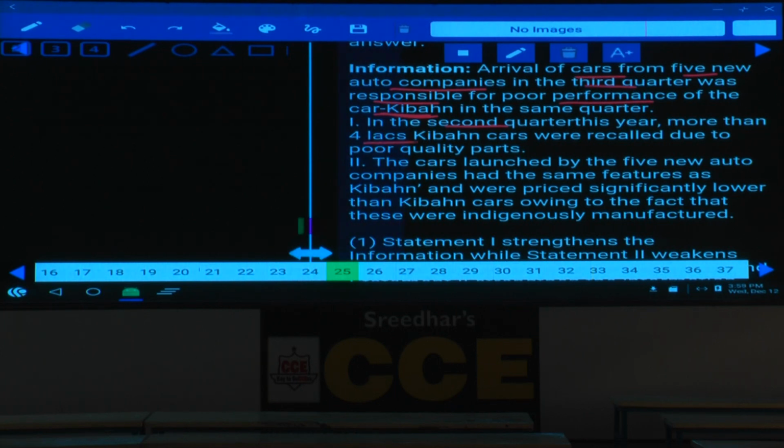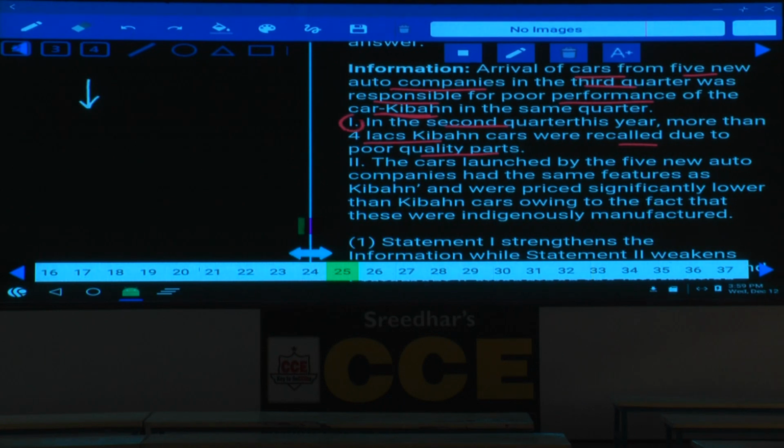More than 4 lakh Kiban cars were recalled due to poor quality parts, isn't it? Now again, the sales of this one is coming down. What is the reason here? The 4 lakh cars were recalled because of poor quality. Because of this poor quality, the sales of this Kiban is coming down. Sales is coming down or not? The reason is the parts are not proper, hence this is strengthening the above cause or not?